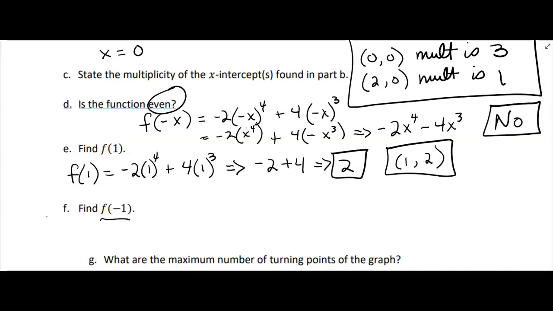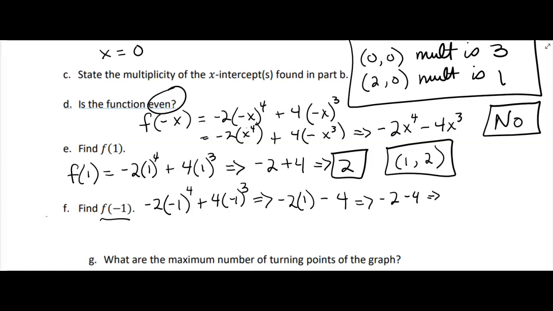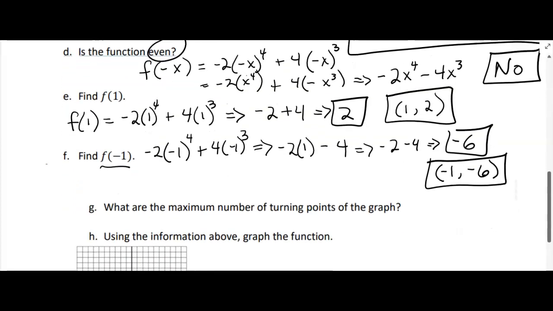Now we're going to plug in negative 1 right here for part F. So negative 2 times negative 1 to the fourth, plus 4 times negative 1 cubed, and that's going to give you negative 2 times 1 minus 4. So what's that going to be? Negative 2 minus 4 is going to be negative 6. So that gives you the ordered pair negative 1, negative 6. Okay? Those ordered pairs, like I said, at the end, that's going to help us graph this.